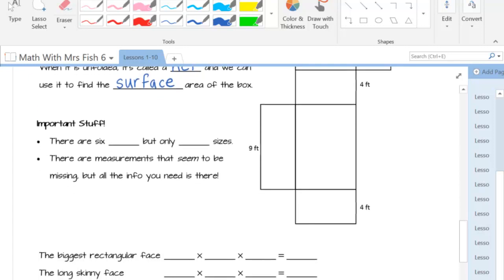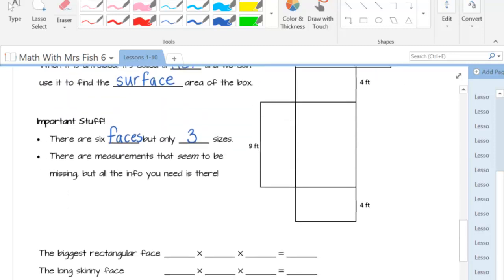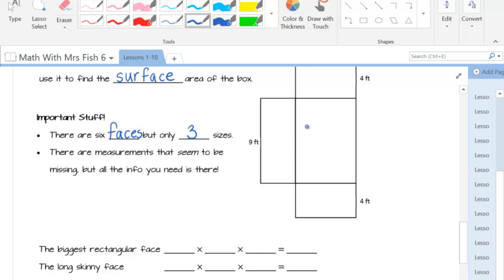Some important stuff to know. There are 6 faces, but only 3 sizes. So get that written down, and then we're going to talk about it. 6 faces. If you think about dice, if you think about a single die, the side is called a face. So that's actually a math term. It's called a face. And we are looking at the face of the rectangular prism here. We're looking at the 6 different faces.